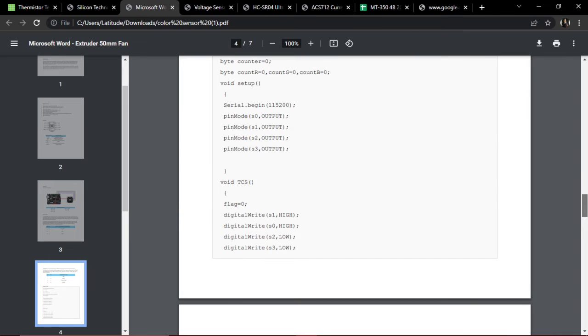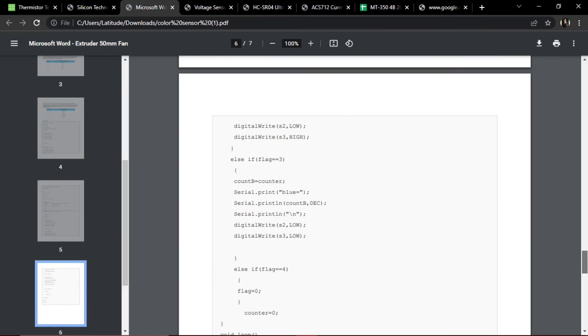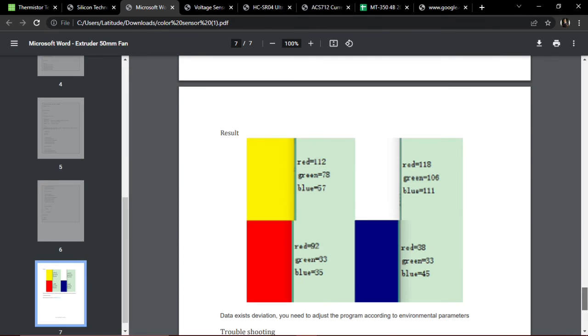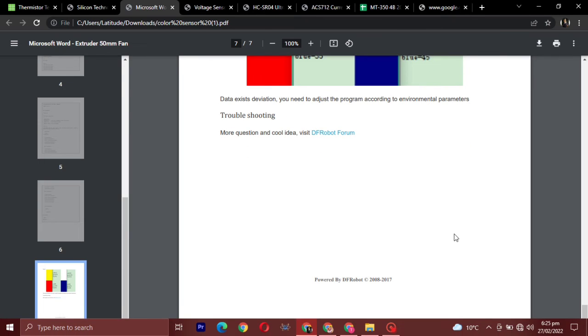This is the simple code of this color sensor that we use with Arduino, and after that this is the result that we get. And thank you.